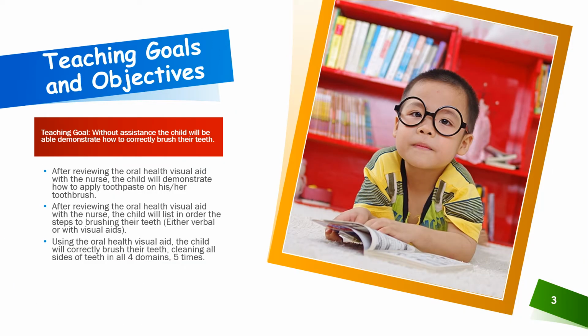So the teaching goal for this project would be for a child without assistance to be able to demonstrate how to correctly brush their teeth. Some of the measurable goals would be after reviewing the oral health visual aid with the nurse, the child will demonstrate how to apply toothpaste on his or her toothbrush. After reviewing the oral health visual aid with the nurse, the child will list and order the steps to brushing their teeth, and they can do this either verbally or with visual aids because some of these children are nonverbal. And then using the oral health visual aid, the child will correctly brush their teeth, cleaning all sides of their teeth in all 4 domains 5 times.